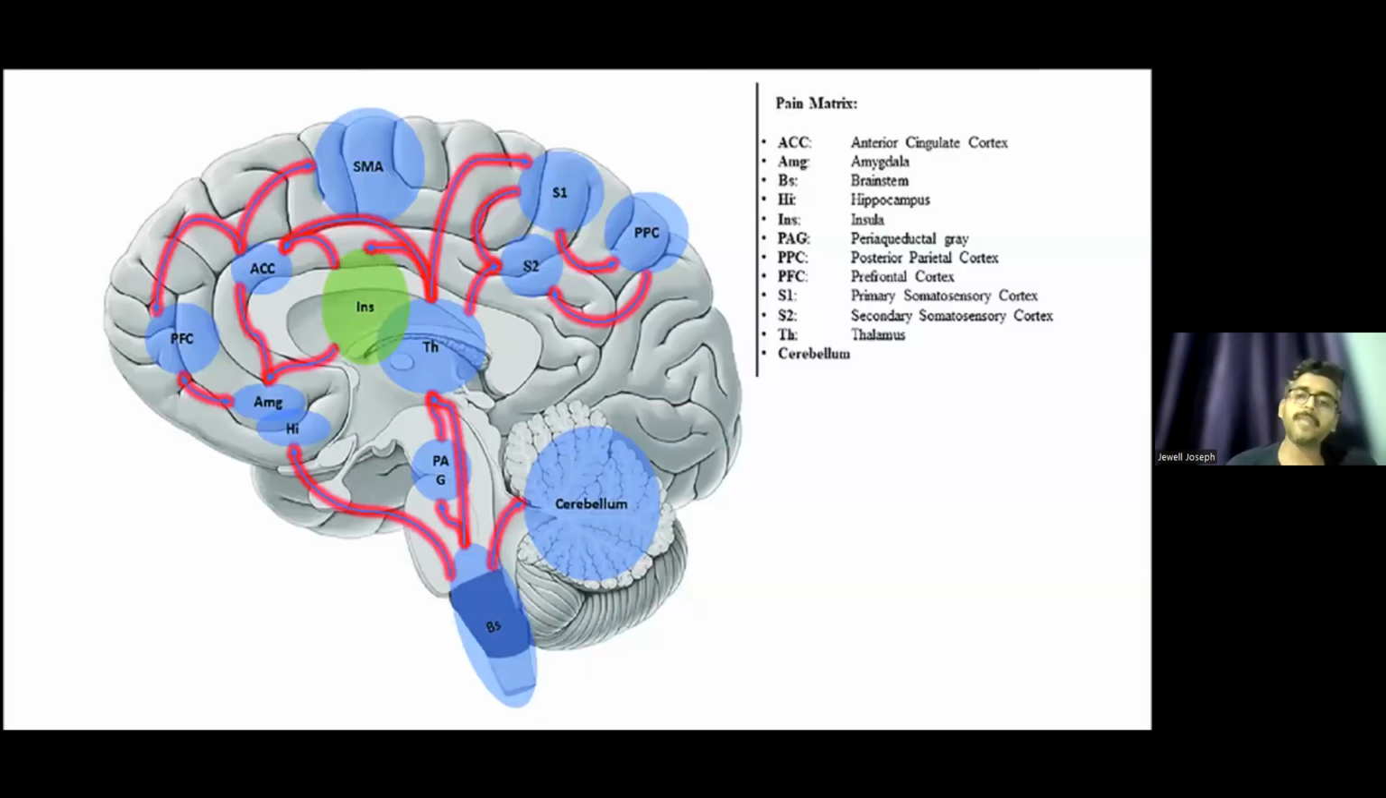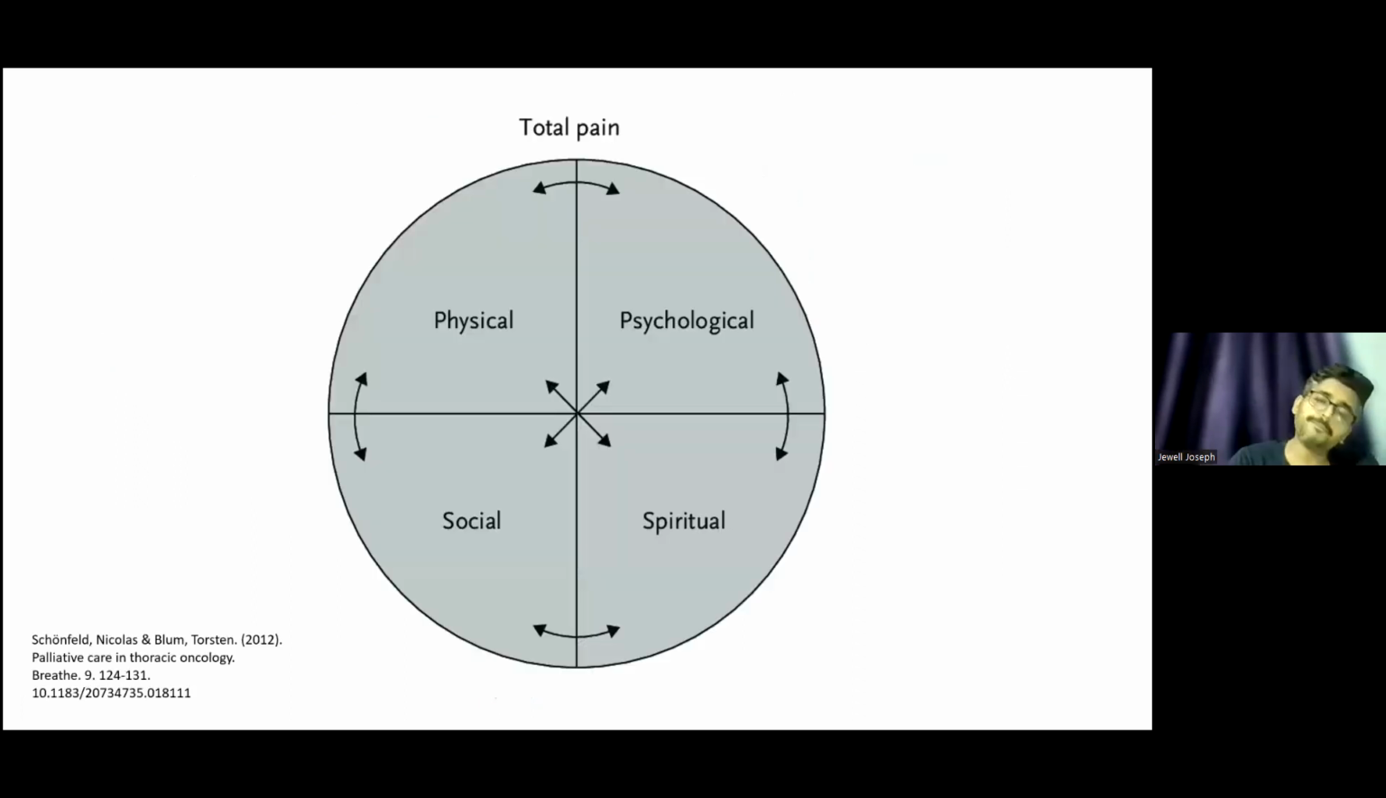This is the diagrammatic representation of something known as the pain matrix. It shows the various regions of the brain which are interconnected in the perception of the pain experience. You can see that rather than being a primary sensation, it is a coordinated experience, with multiple centers in the brain coordinated together to form that pain experience.